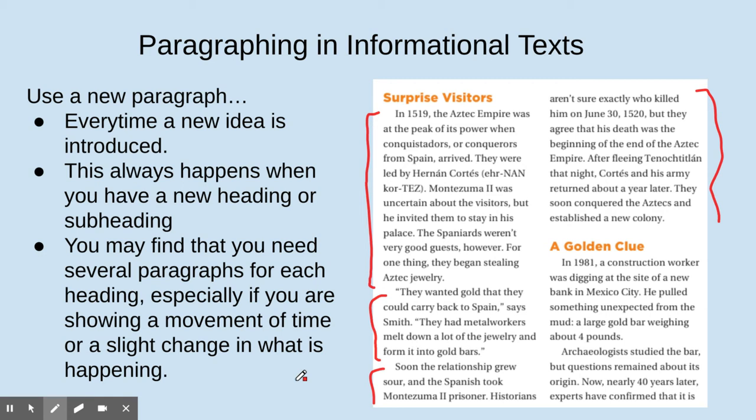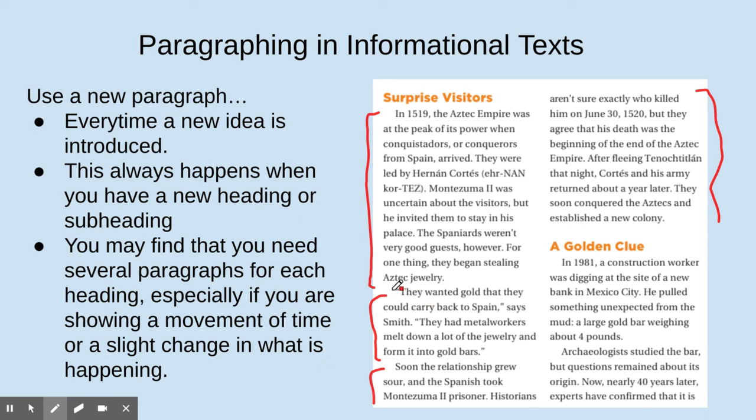In 1519, the Aztec Empire was at the peak of its powers when conquistadors, or conquerors from Spain, arrived. They were led by Hernán Cortés. Montezuma II was uncertain about the visitors, but he invited them to stay in his palace. The Spaniards weren't very good guests, however. For one thing, they began stealing Aztec jewelry. "They wanted gold that they could carry back to Spain," says Smith. Smith is someone that was interviewed in another part of the article. They had metal workers melt down a lot of the jewelry and form it into gold bars.